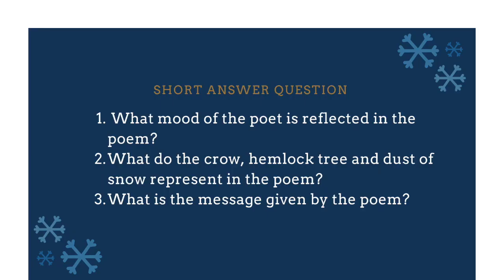Now for your home assignment, you have short answer questions. Number 1, what mood of the poet is reflected in the poem? Second, what do the crow, hemlock tree, and dust of snow represent in the poem? You are going to answer 3 of them separately. What does the crow represent in the poem? Hemlock tree and dust of snow. Third, what is the message given by the poem?